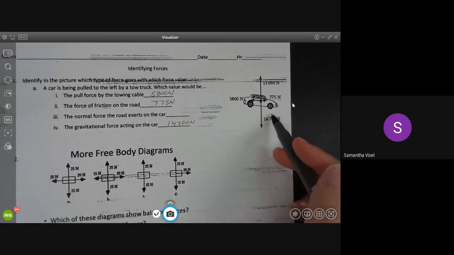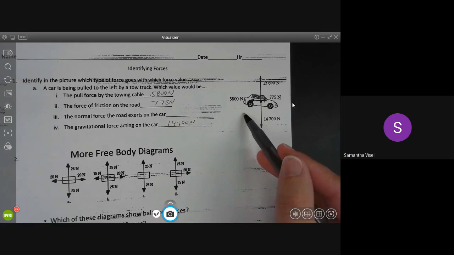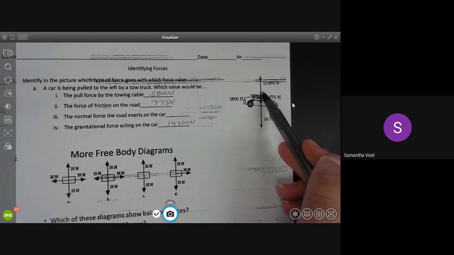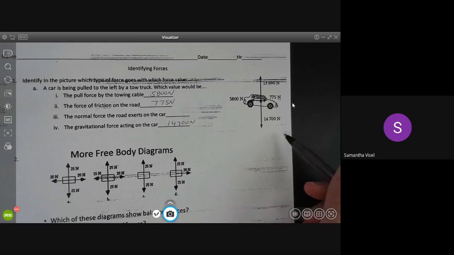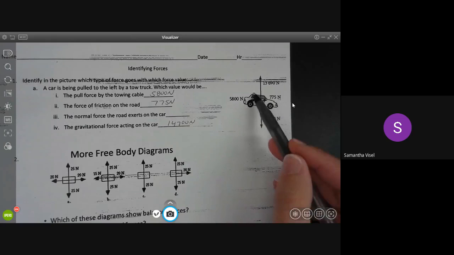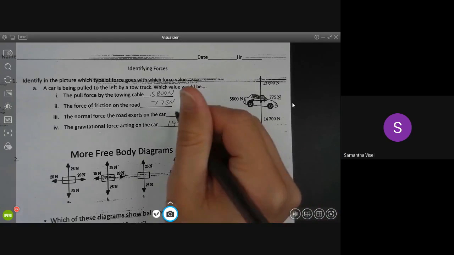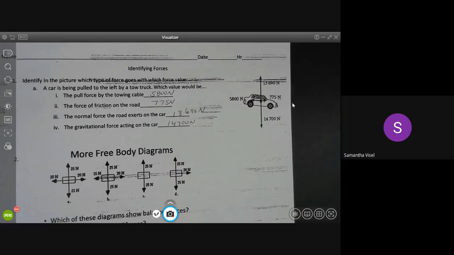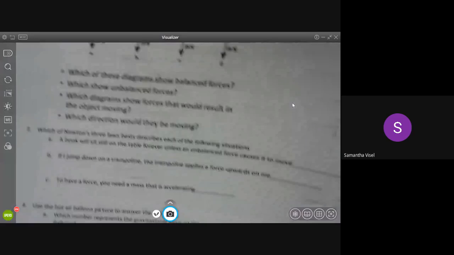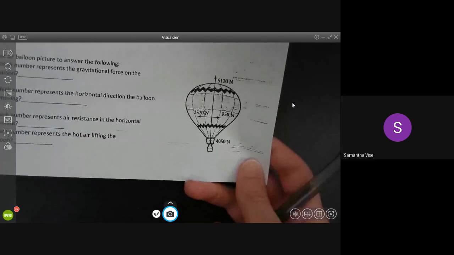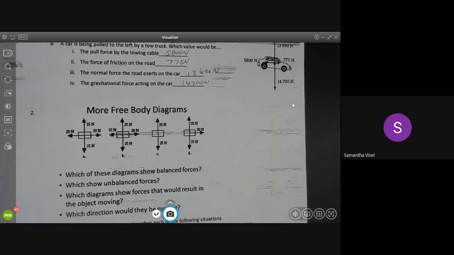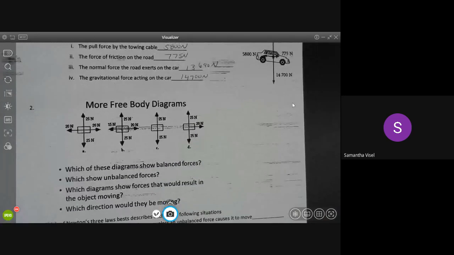And then I can assume that this truck is probably being dragged across the surface. And so that surface is going to apply a force upward on the car, opposing the gravitational force, or the weight of the car. So that's going to be our last vector here at 13,690 newtons. You'll have another free body diagram here for you to do on your own at your leisure, but hopefully that first one there is enough to get you started.